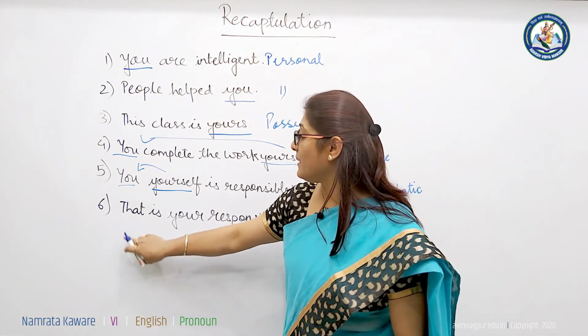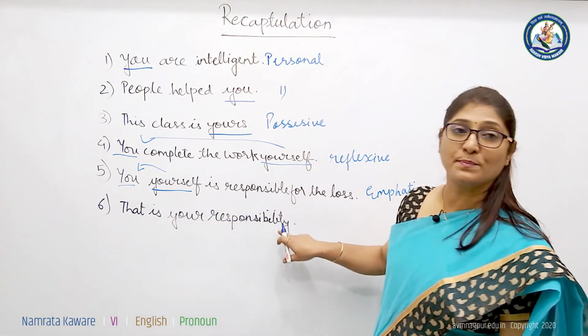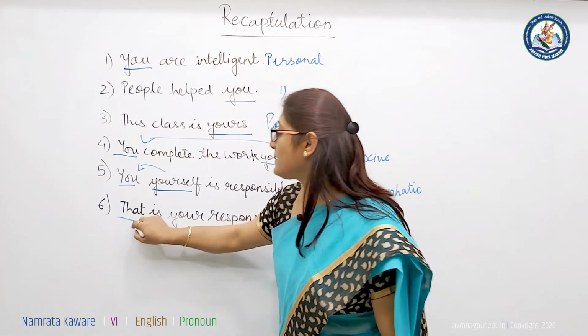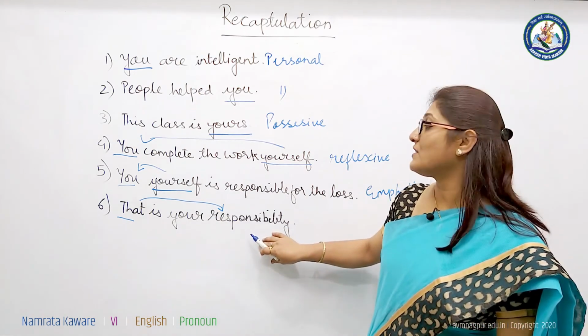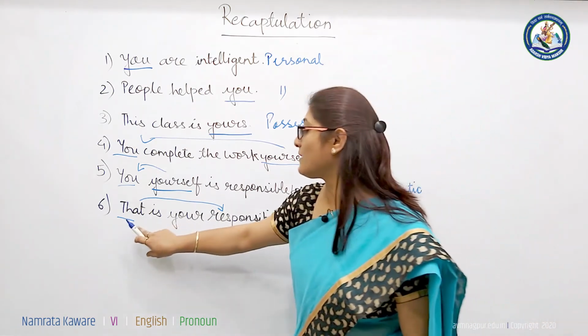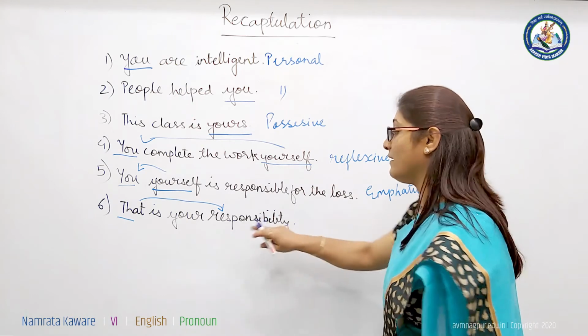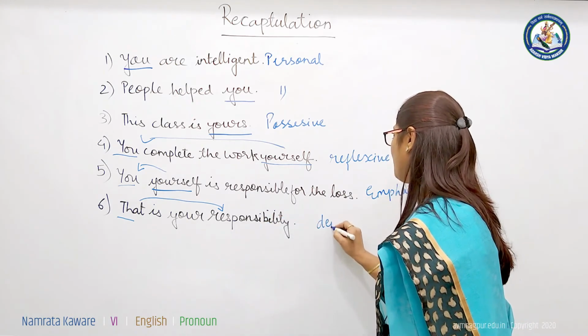And the last example, that is your responsibility. It is pointing out the abstract noun responsibility. That is your responsibility, and that over here is a demonstrative pronoun.